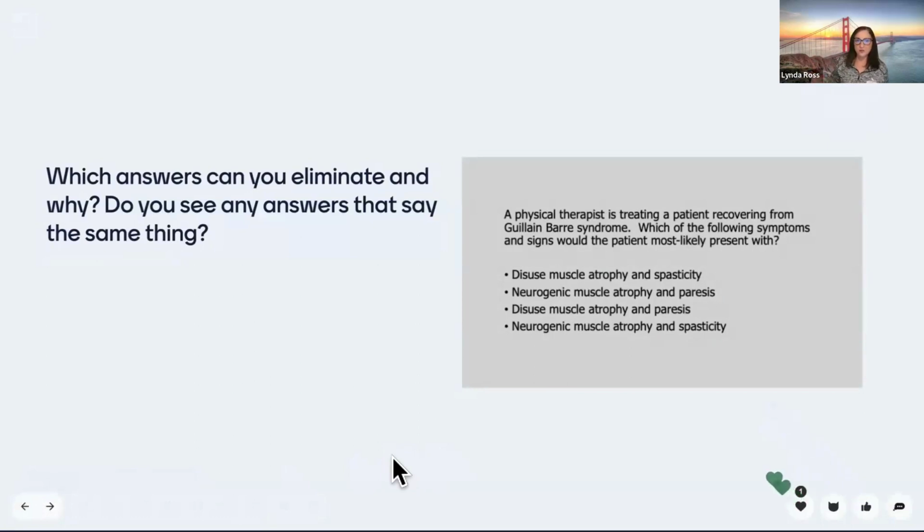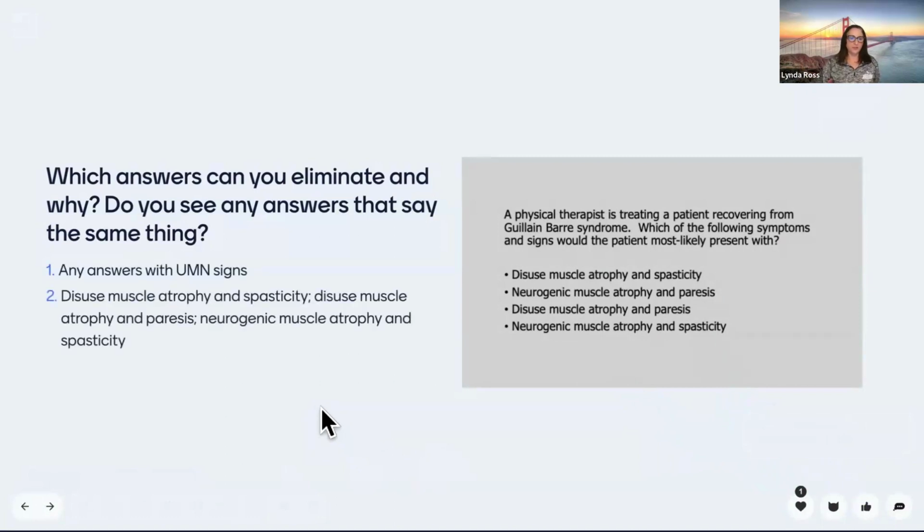Which answers can you eliminate and why? Okay, and Alyssa, rule out upper motor neuron signs and symptoms. I see Nerju talks about Schwann cells. Rule out disuse and spasticity, right? Those are upper motor neuron signs. Great. So any answers with upper motor neuron signs, disuse, muscle atrophy, and spasticity, disuse, muscle atrophy, and paresis, neurogenic muscle atrophy, and spasticity. There's that answer that has one correct.